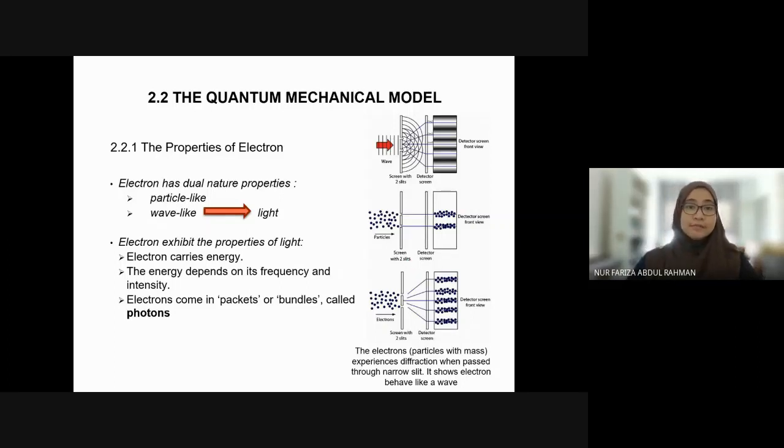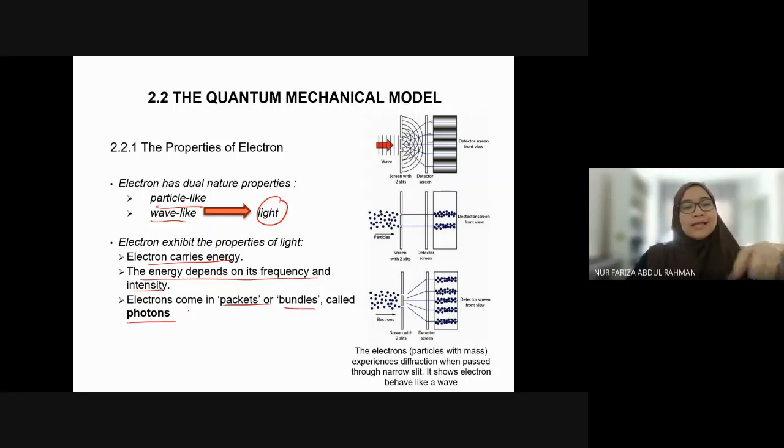Like de Broglie mentioned just now, the properties of electron: electron can behave as a particle and also as a wave. For wave, for example, we have light here. On the other hand, electron exhibits the properties of light because it can carry energy. The energy depends on its frequency and intensity. Electrons come in packets or bundles called photons.